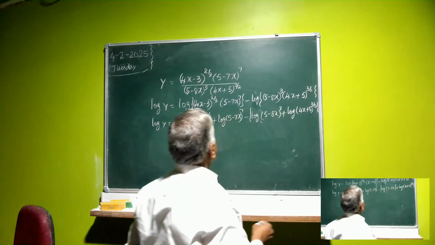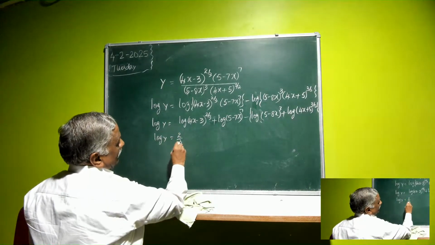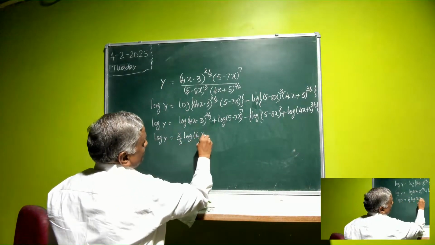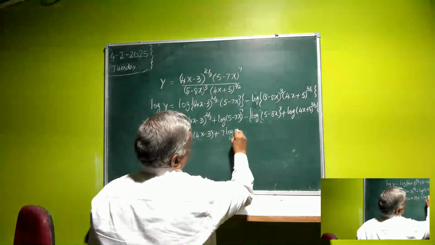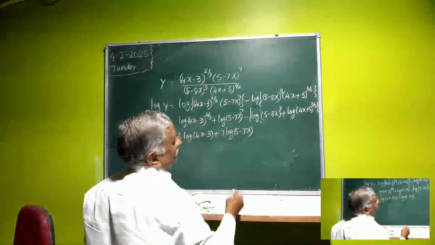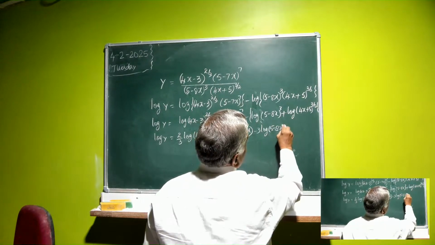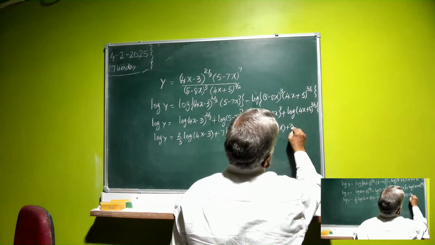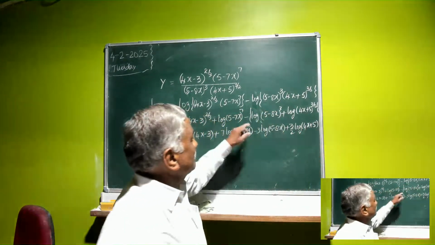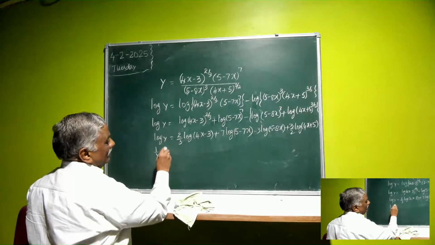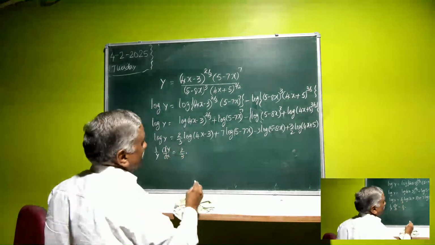I am writing all the steps. The next step: this is as it is. This is 2 by 3 log (4x minus 3) plus 7 log (5 minus 7x) minus 3 log (5 minus 8x) plus 3 by 2 log (4x plus 5). There's a minus sign. Now 1 by y dy by dx is equal to 2 by 3, which is a constant.